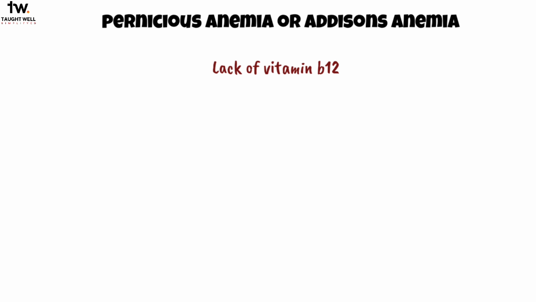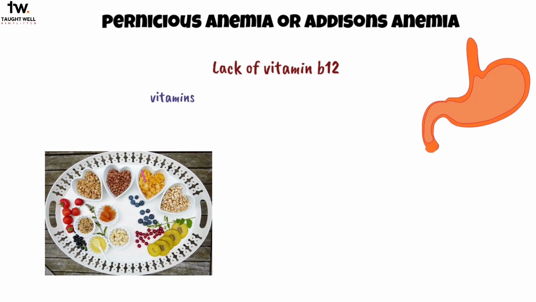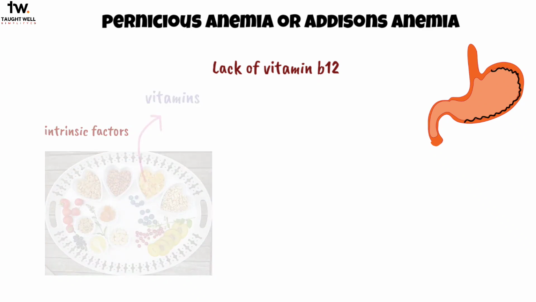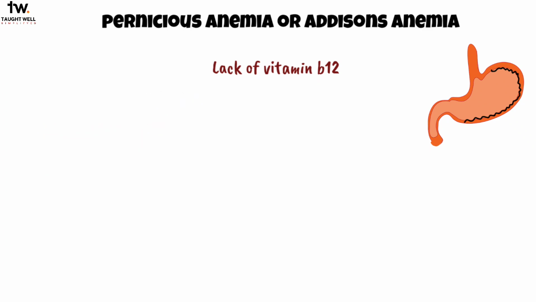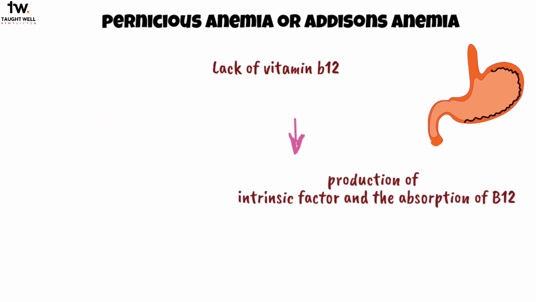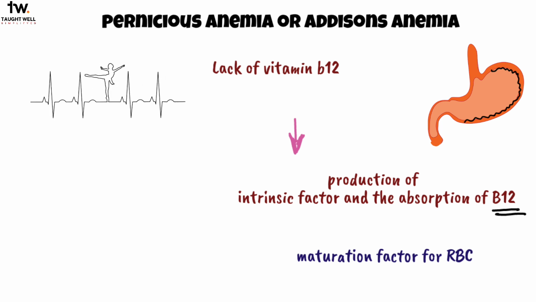We need certain intrinsic factors to absorb the vitamins from our food. When there is atrophy of our gastric mucosa, there is reduced production of intrinsic factor and the absorption of vitamin B12 is affected. B12 is important to us because it is the maturation factor for RBC. If the cells do not mature, they cannot fulfill the responsibility well. Though the hemoglobin synthesis is not affected much, it is difficult for these patients to maintain a healthy level.